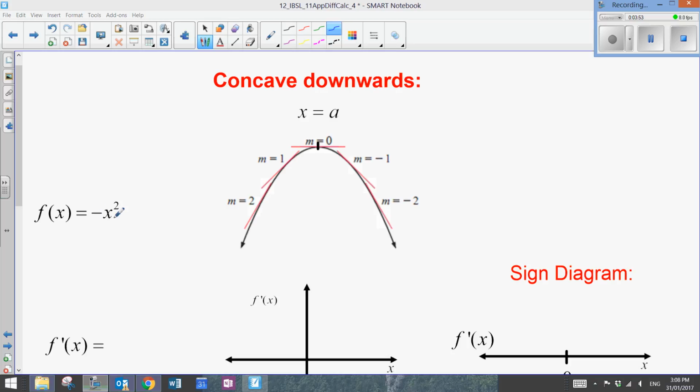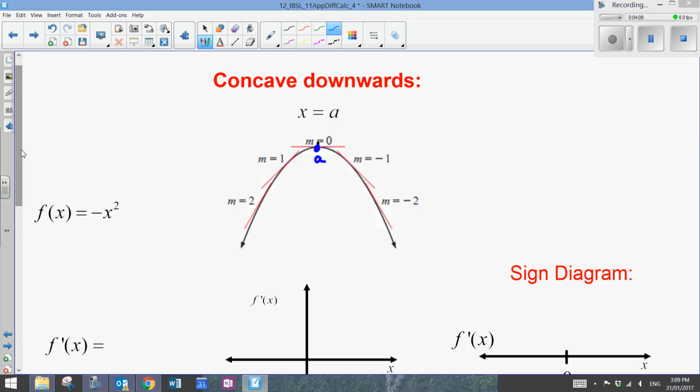Similarly, if we look at negative x squared, which is a concave down graph, and at a, we'll say this is a right here, your gradient is 0, and you change from a positive gradient of your tangent line to a negative gradient of your tangent line.